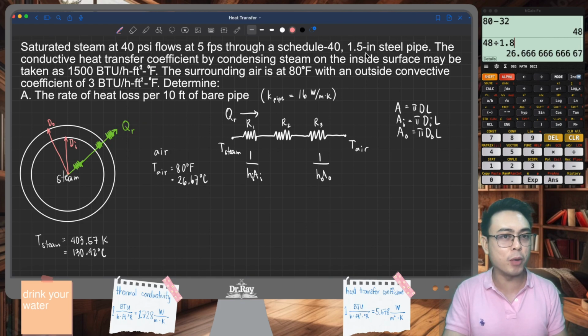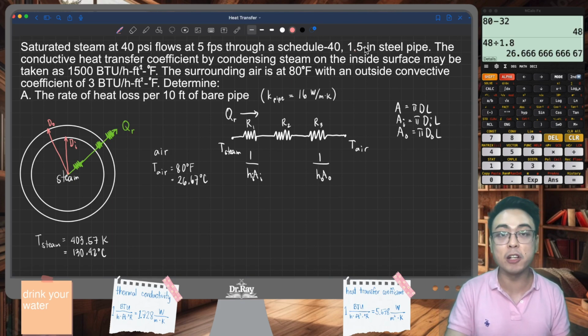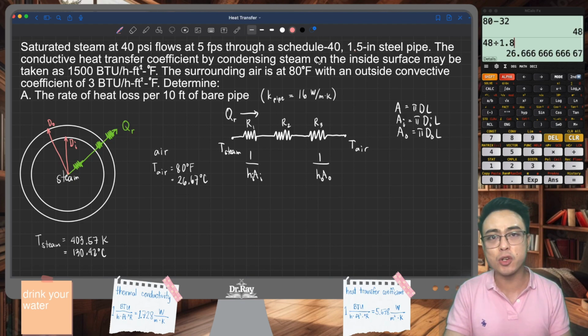Now, it was mentioned in the problem that your pipe is 1.5 inch, schedule 40. Take note that the 1.5 inch here is called a nominal diameter. That's not really the actual diameter of the pipe. Now, you might want to consult a table of steel pipe properties in order to determine what are the actual internal and external diameters for a nominal diameter given a schedule number. And the schedule number is just an indication of how thick the wall of the pipe is. So, for a 1.5 inch steel pipe, schedule 40, we have the inside and outside diameters given as follows.